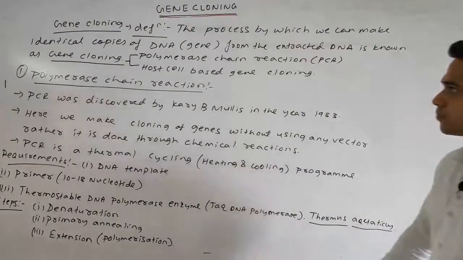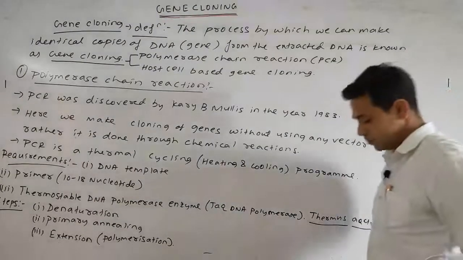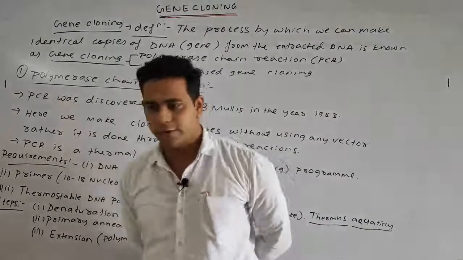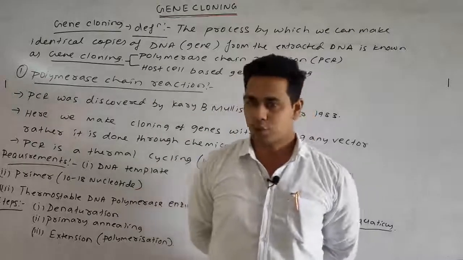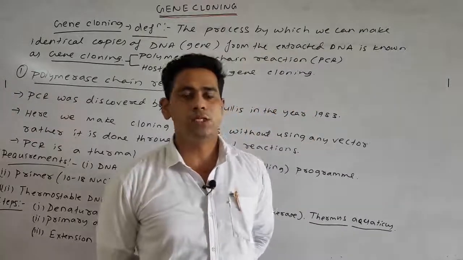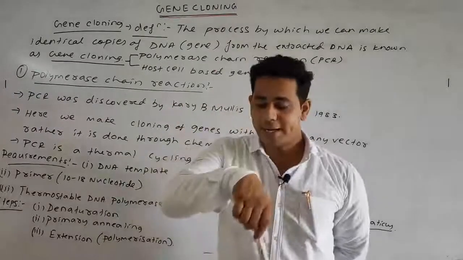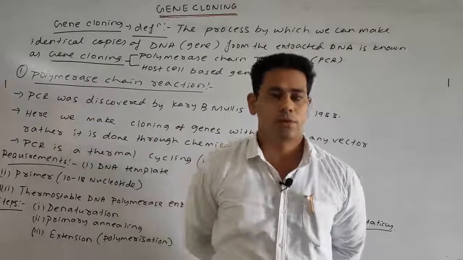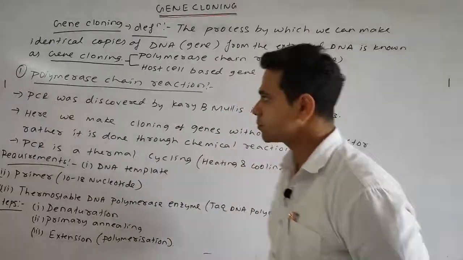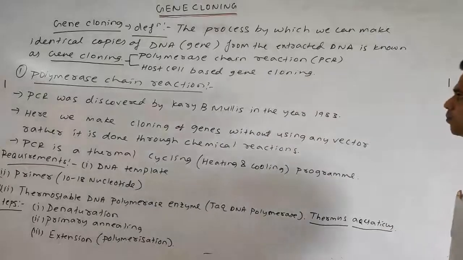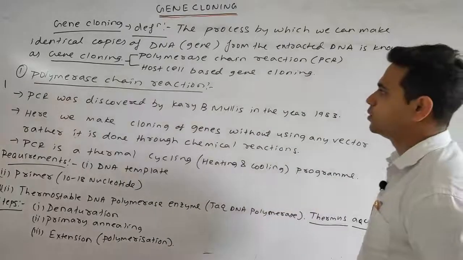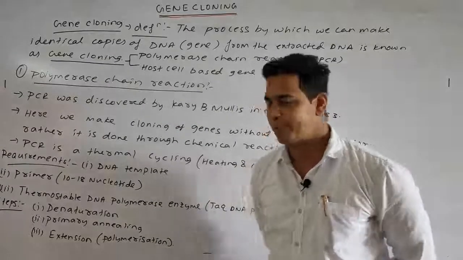So gene cloning means what we discussed. It is a process in which millions of identical copies can be formed from the extracted DNA. It is of two types: polymerase chain reaction, or PCR, and host cell based gene cloning.